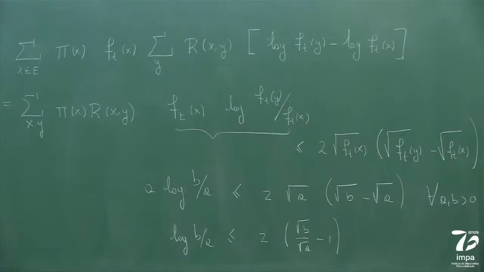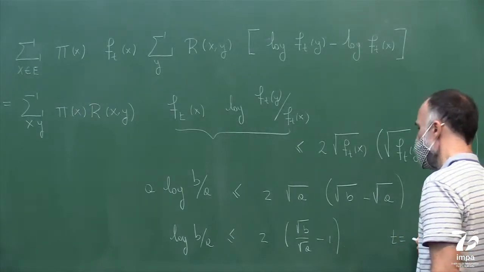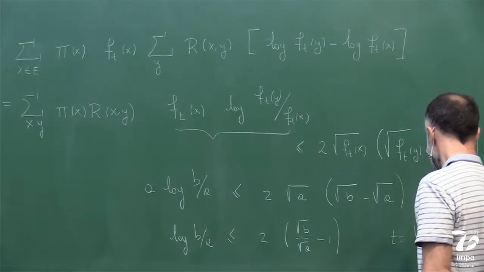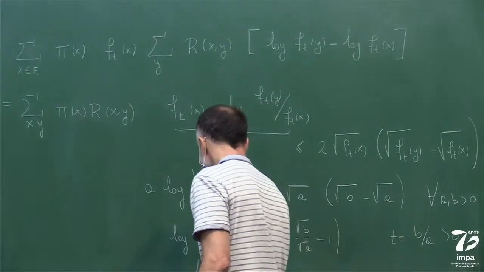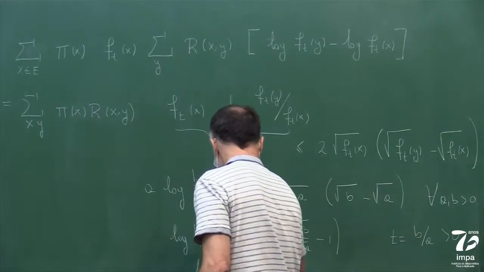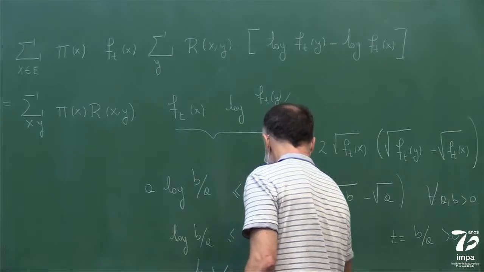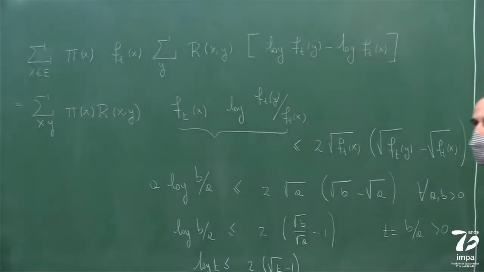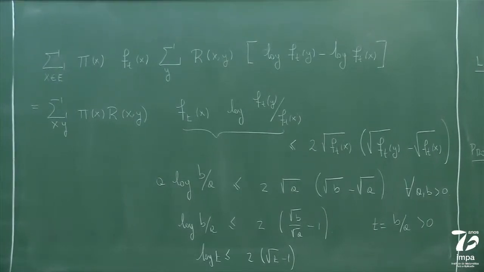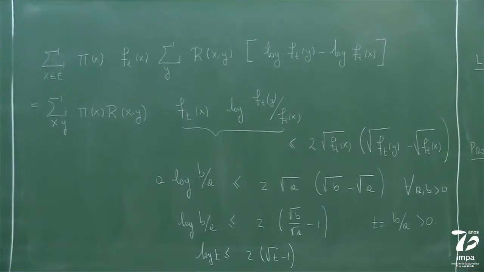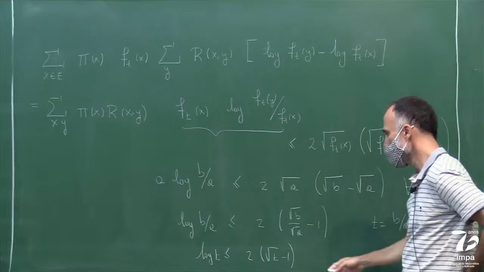Okay? And so let me call t equal to b over a, which is positive. So what I need to prove is that log t is bounded by 2 times square root of t minus 1. So this is the inequality I need. Okay, I think I can erase the statement of the lemma, you recall. So this is what I need to prove.